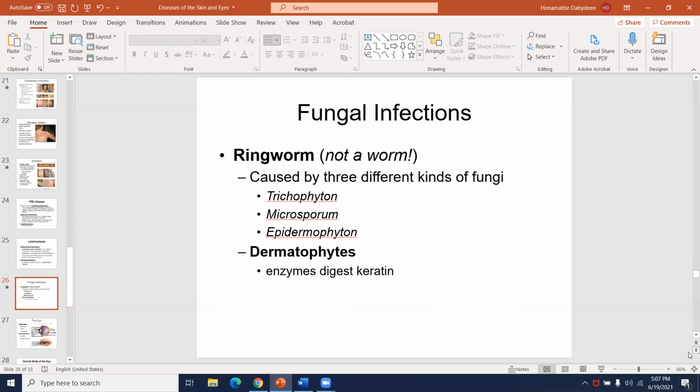Dermatophytes, those organisms that produce the enzyme to digest the keratin, belong to the genus Trichophyton. If you go back to your fungus slides, I gave you some species too. Trichophyton mentagrophytes, or Microsporum gypseum, Epidermophyton floccosum. These are the dermatophytes, and they are the ones that will cause superficial mycosis.